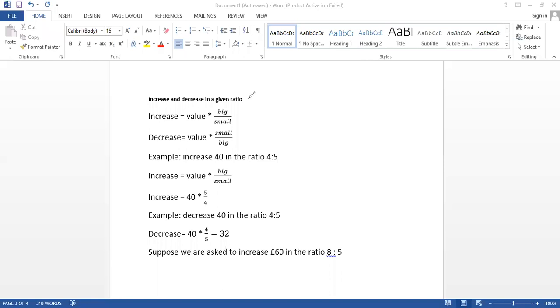Okay, so now this is something that was not covered in your book, but there are MCQs related to this in the past papers as well. So, increase and decrease in a given ratio. How do we calculate this?